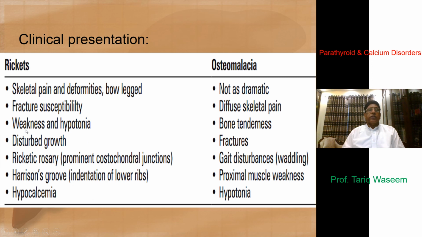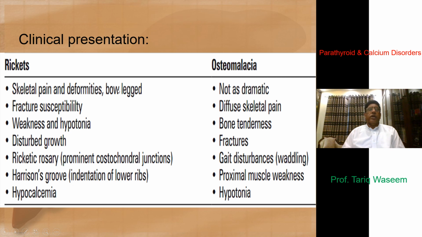So these are the differences between rickets and osteomalacia. I said rickets is more common in growing bones. Skeletal pain and deformities, especially of both legs, are common. They are susceptible to fractures. They have weakness, hypotonia, and overall growth is retarded. They may have a prominence of the costochondral junction in the form of a rachitic rosary, and they may have a Harrison's groove, which is an indentation of the lower chest because of the pull of the contracted diaphragm with each breath. Similarly, they would have hypocalcemia.